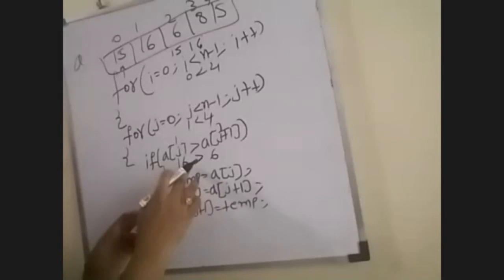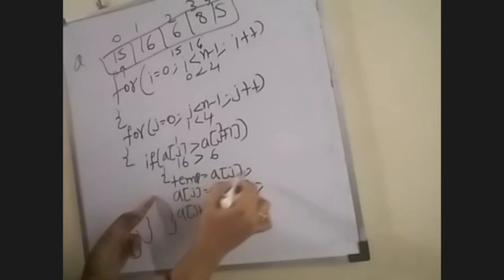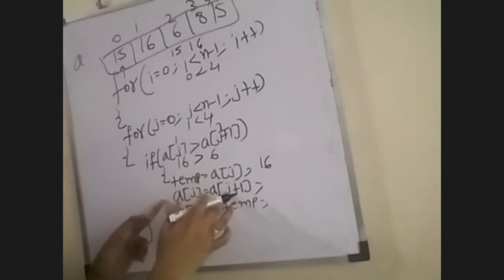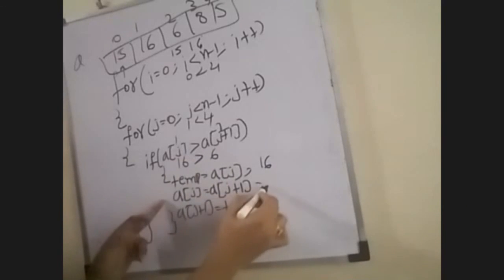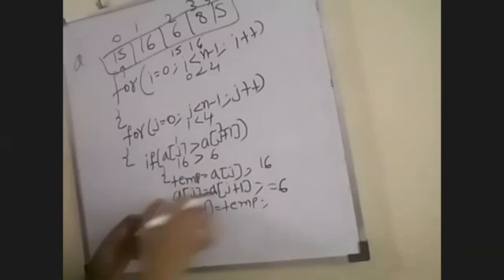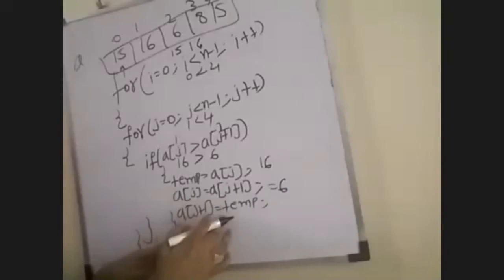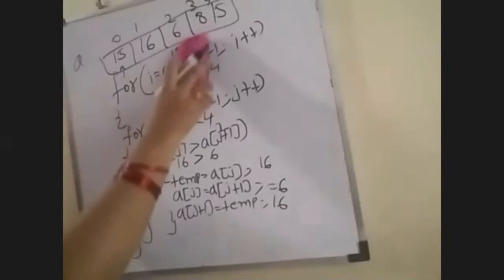That means temp is equal to a of j. Temp value is 16, that is the a of j value. A of j is equal to a of j plus 1, and a of j plus 1 is 6, so the a of j value is 6. A of j plus 1 is equal to temp, so the temp value is 16. After swapping, the values are 6, 16. So now the next is 6, 16.